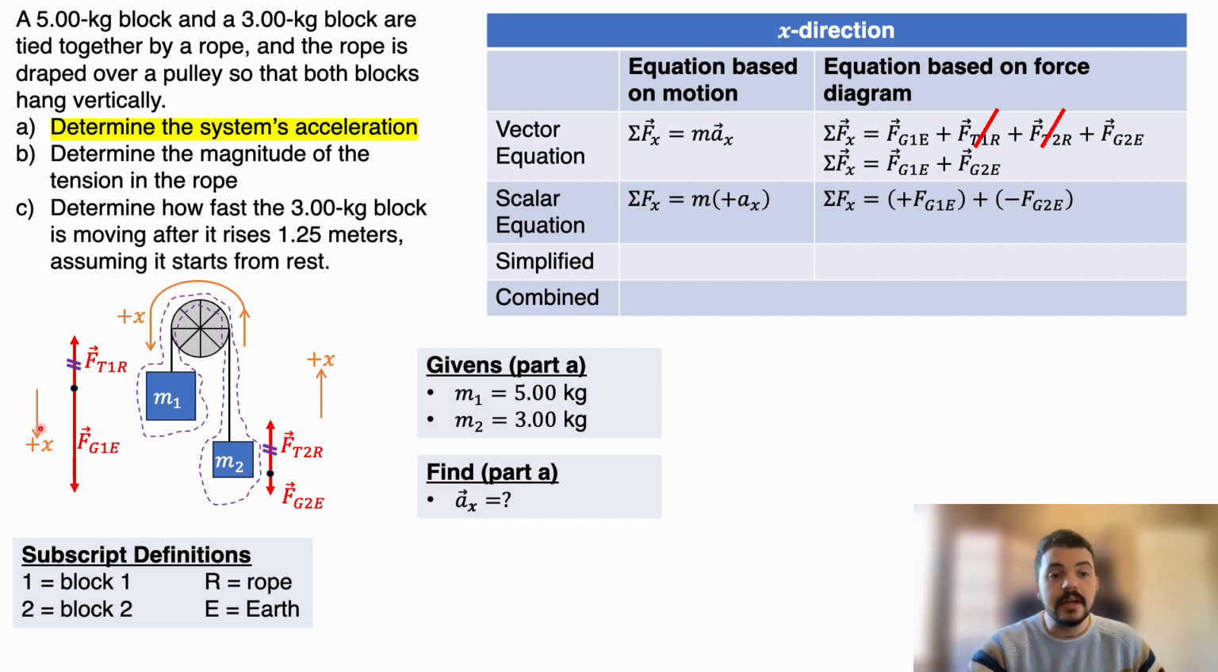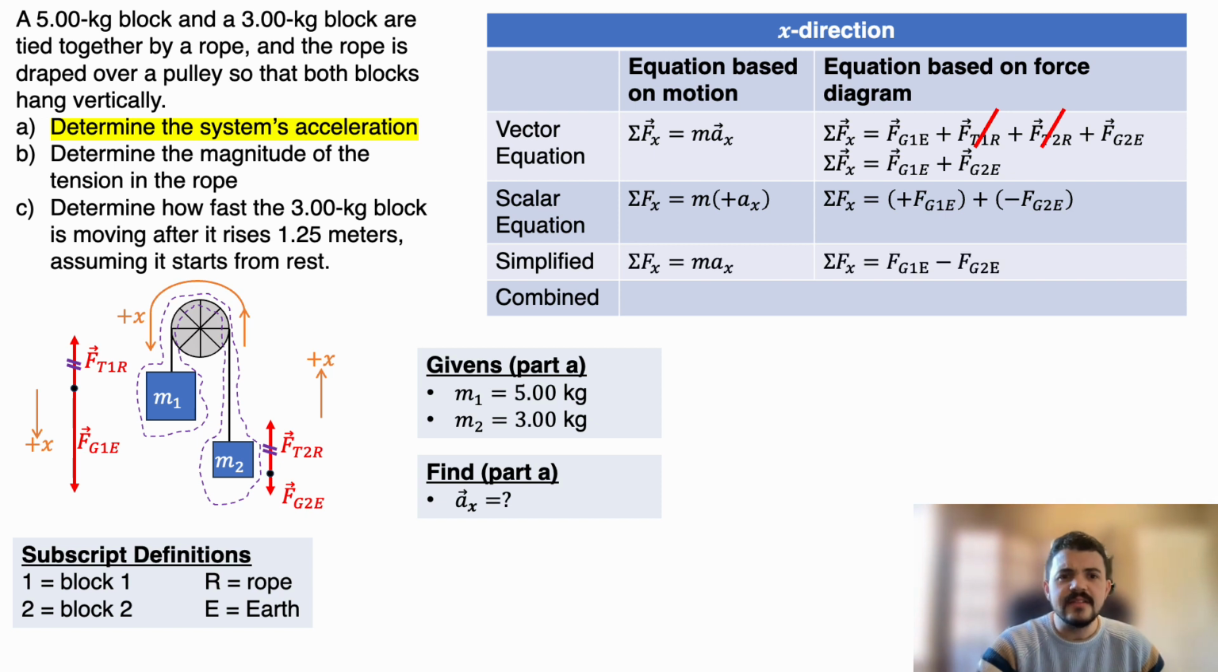direction for block 1. The gravitational force on block 2 by the Earth is also down, but that's the negative direction for block 2. Another way to think about that is block 1, the heavier block's gravity, is helping things accelerate, and then block 2's gravity, the lighter block, is kind of working against the acceleration.